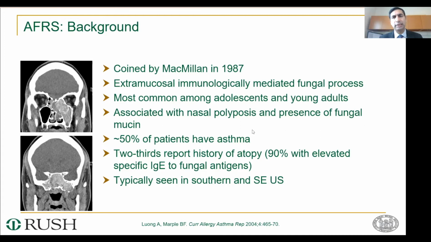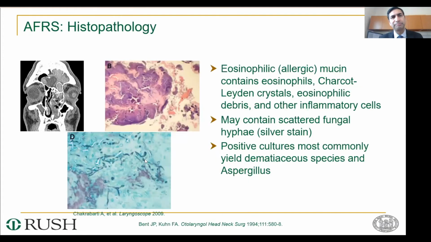About half the patients can have asthma. At least 2/3 have a history of atopy. And when you look at the specific IgE to fungal antigens, these are elevated in 90% of the cases. Showing you representative images of these hyperdensities with expansion in the left ethmoid region, left maxillary, and looking at bilateral sphenoid with extension into the lateral pterygoid recess with some bone erosion in the second case.